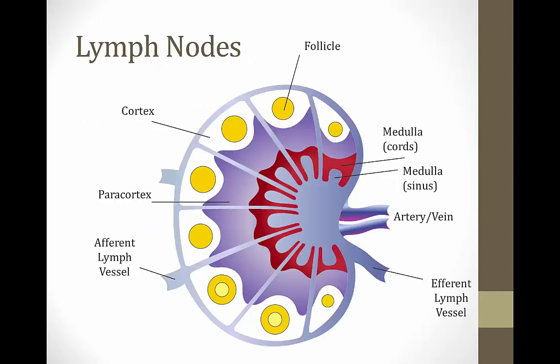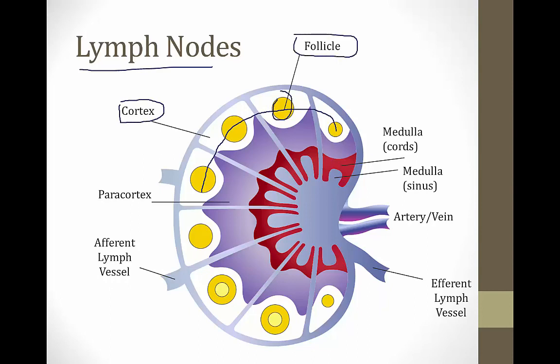So we're going to start by talking about the structure and function of lymph nodes, and this is an illustration of the lymph node structure. You can basically think of a lymph node as having three layers. The first layer is called the cortex. That's this white area out here, and it contains these circular structures called follicles. We'll talk about what they do in a minute.